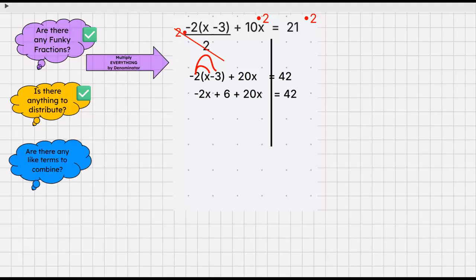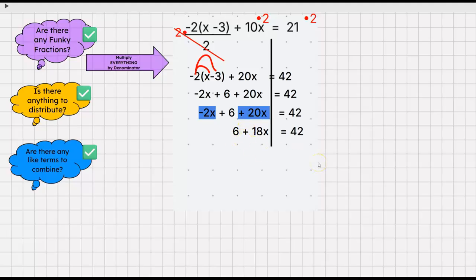Now, are there any like terms to combine? Yes, there are like terms to combine. The negative 2x and the 20x. We can combine those to get 18x, and please don't forget about your 6, equals 42.